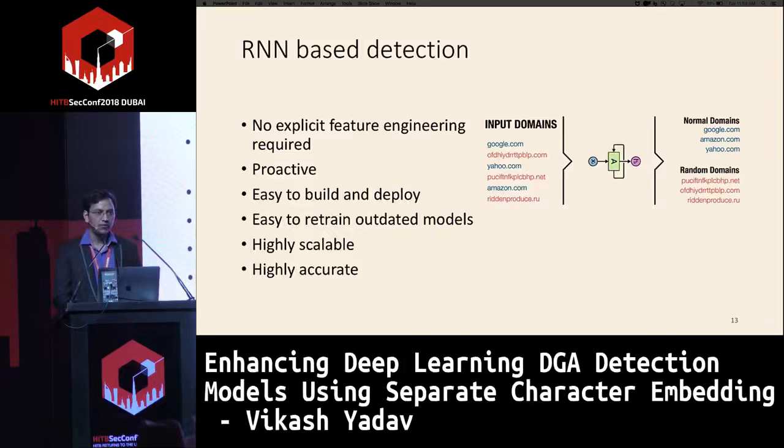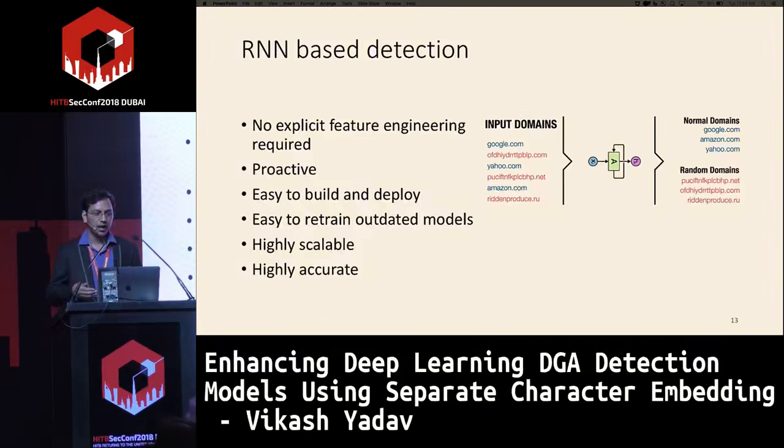This is the proactive detection technique. As soon as somebody is making a request to a domain, you can use your model to detect whether it's a DGA domain or a normal domain. And you can straight away block that communication if it's a DGA. These are easy to build and easy to deploy and don't require any maintenance.